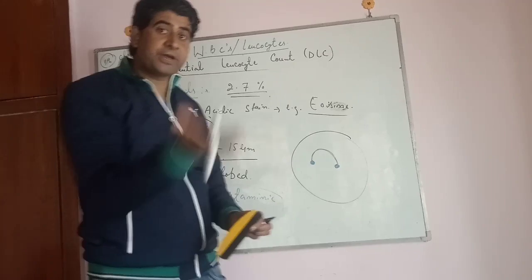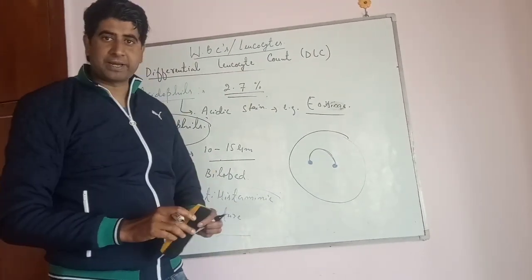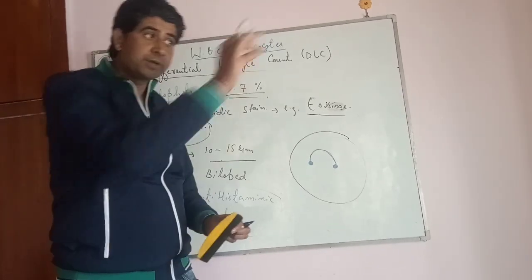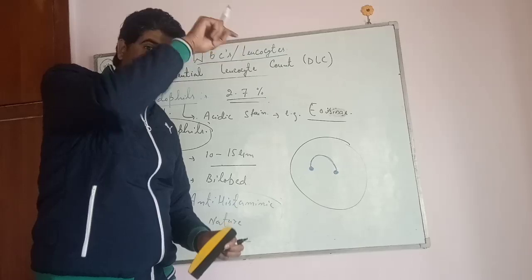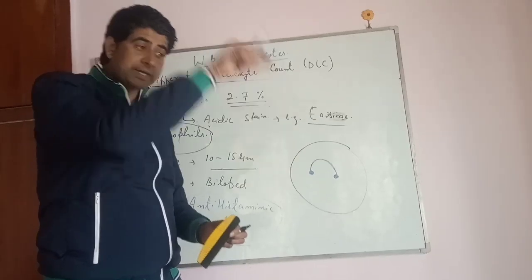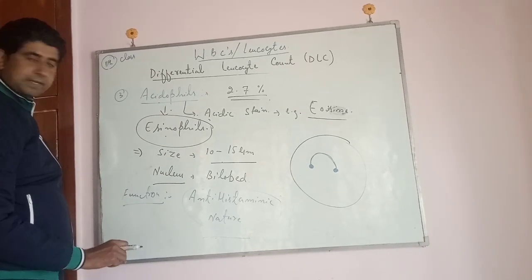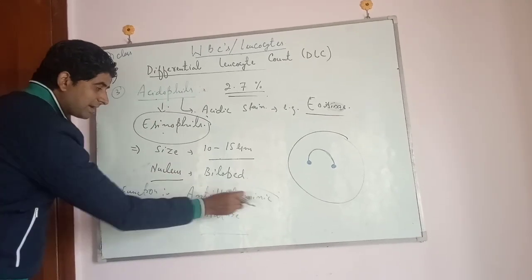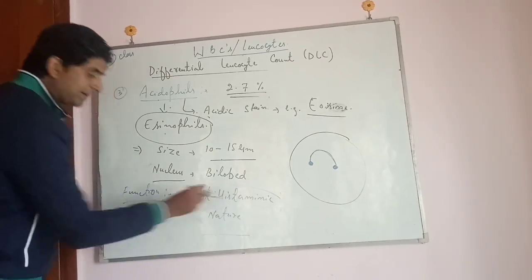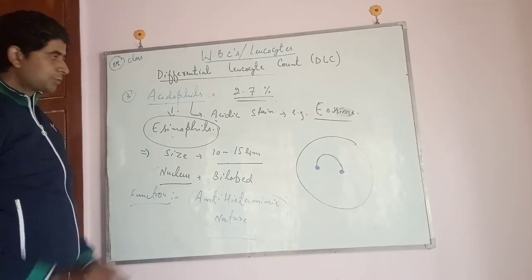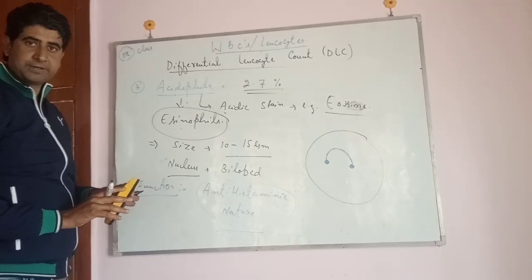Now when the infection is over, there is no need of the histamines, there is no need of neutrophils now. So this vasodilation is prevented by the acidophils. That means they prevent the release of the histamines. So that is why these are antihistaminic in nature. So that is the third type of the WBC, which is acidophil.